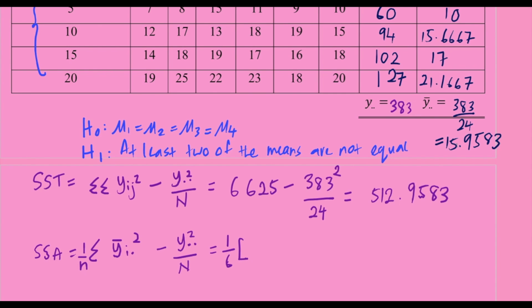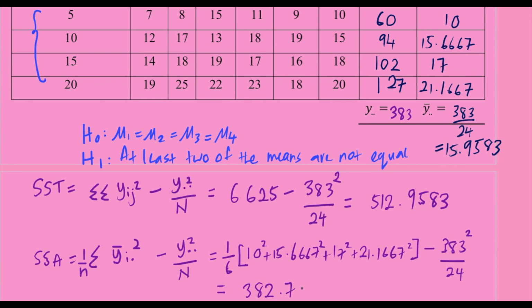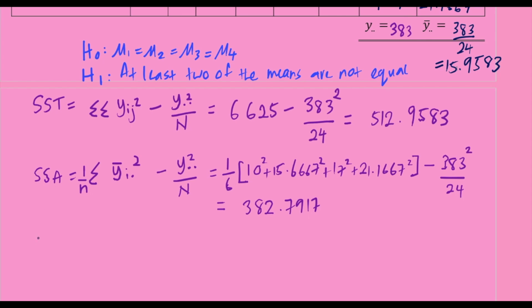Y bar i dot, the values are already here. So we have 10 square plus 15.6667 square plus 17 square, okay, minus y dot dot square, 383 square divided by data point 24. And this gives us 382.7917. So, what's the next step? Sum of squares of error. That's the easiest to calculate. SST minus SSA. And this gives us 130.1667.